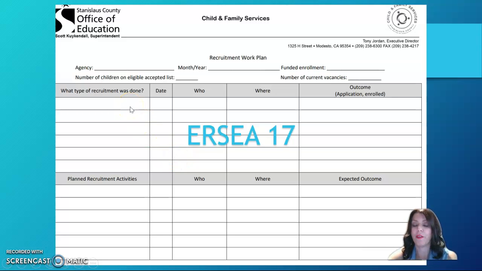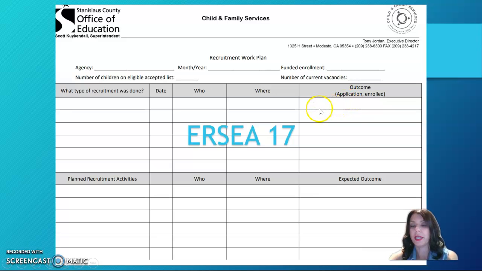Are you partnering with the foster agency? Are you going to do a presentation at a family resource center? All of those things are in addition to just leaving flyers places. That's already on your regular recruitment plan. We should not be seeing that listed here again, okay? Then what are your planned recruitment activities? The date, who, where, pretty simple.